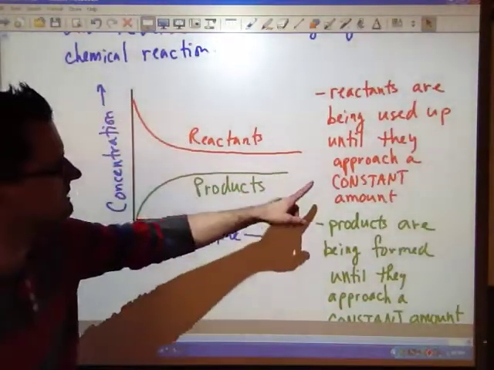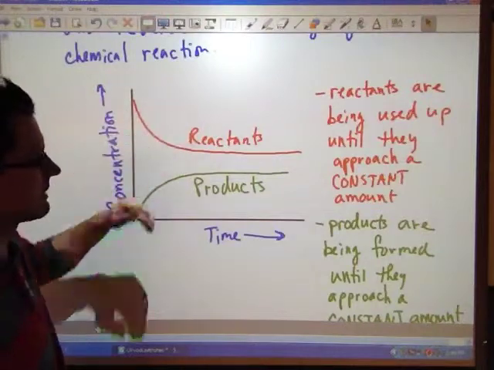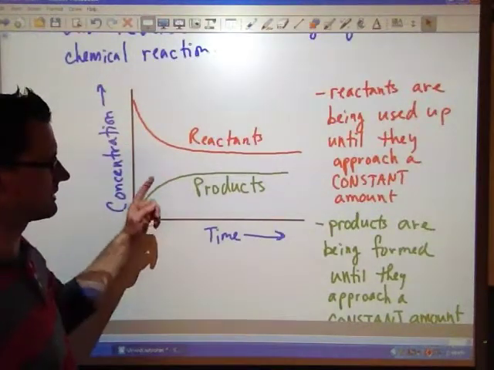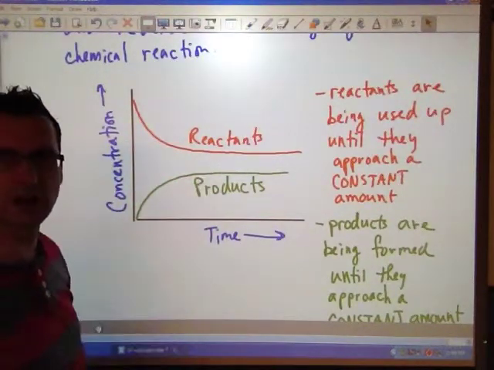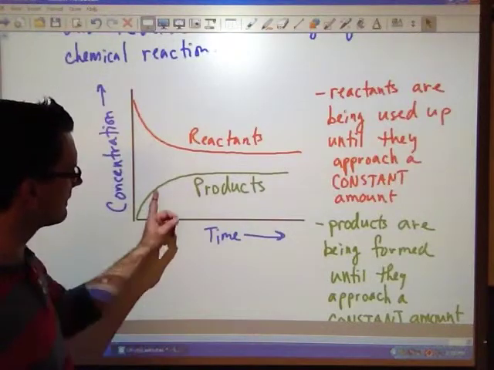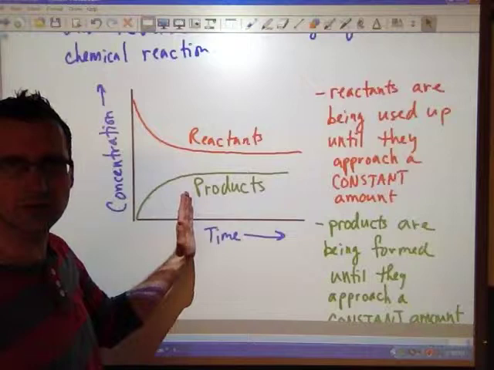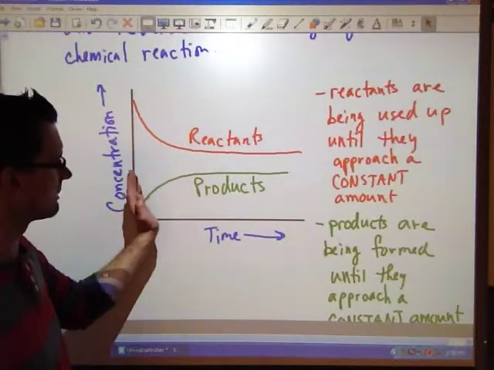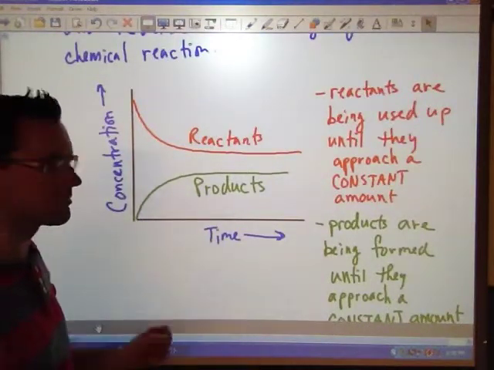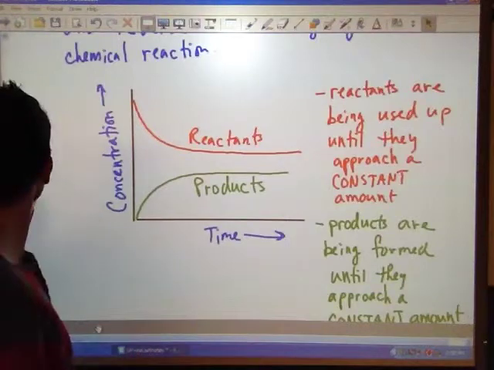Reactants are being used up until they approach a constant amount. Products are being formed until they approach a constant amount. So this leveling off, this plateauing, is the point at which equilibrium is established. As time passes, the amount of liquid in each case stays the same.